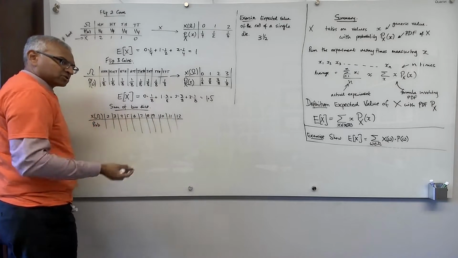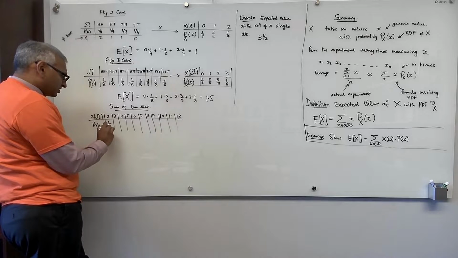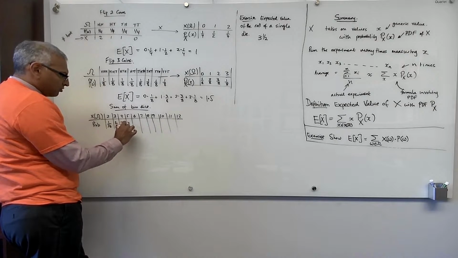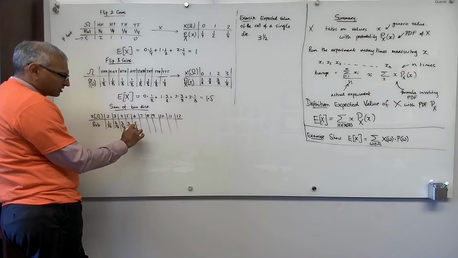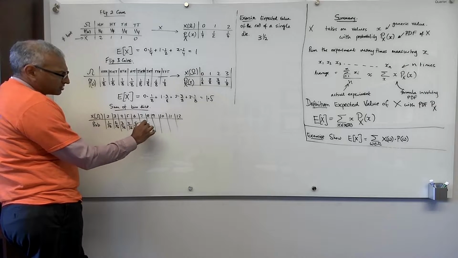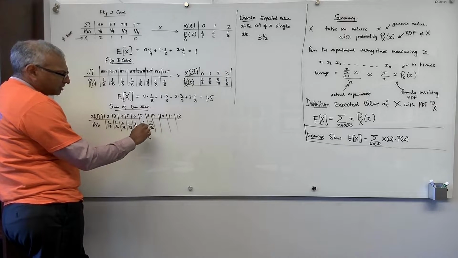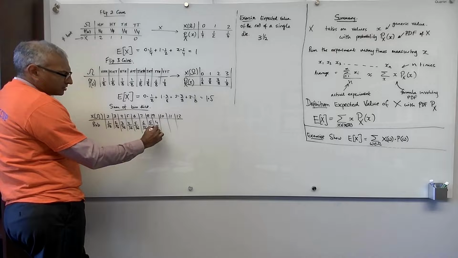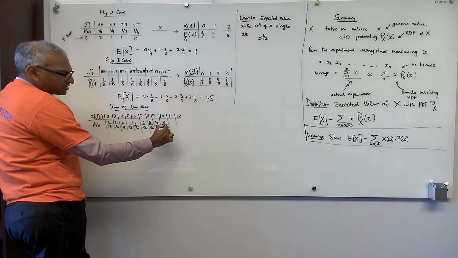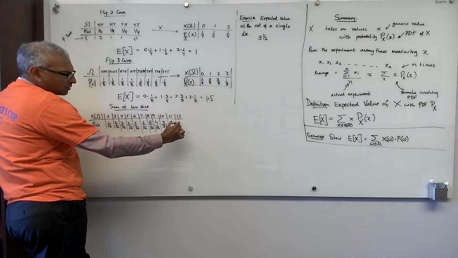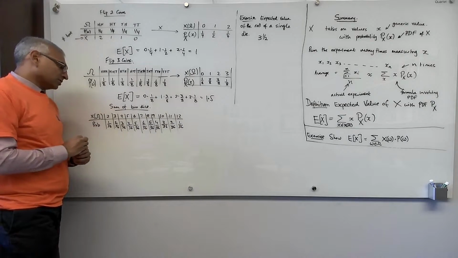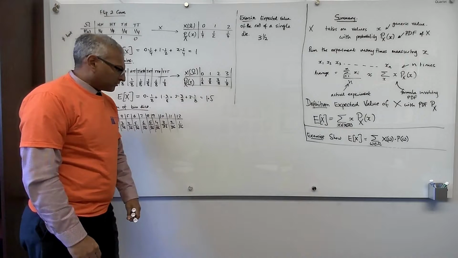Okay, so 36 possible outcomes. This is 1 over 36, 2 over 36, 3 over 36, 4 over 36, 5 over 36, 6 over 36, 7 over 36, 5 over 36, 4 over 36, 3 over 36, 2 over 36, 1 over 36. So this was the PDF for the sum of a pair of dice.